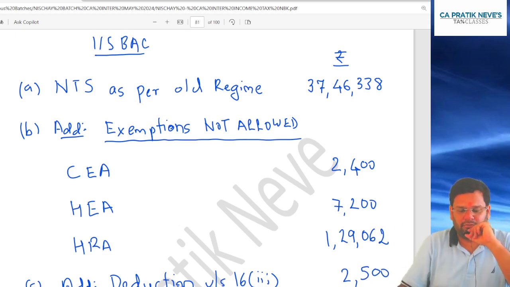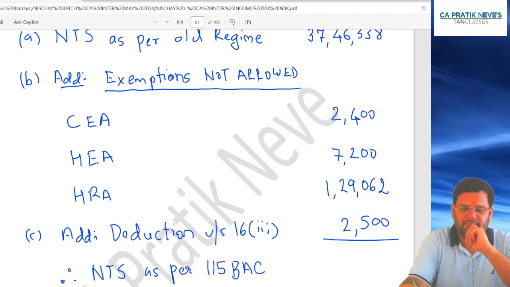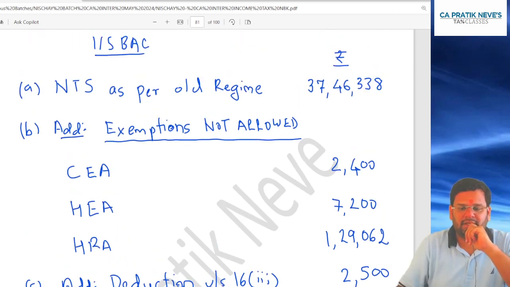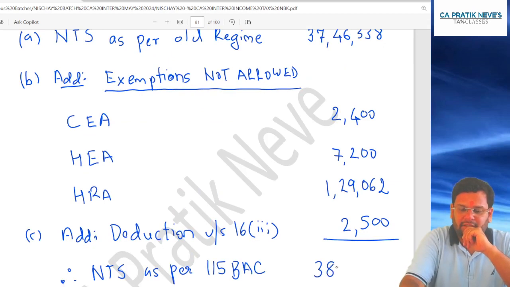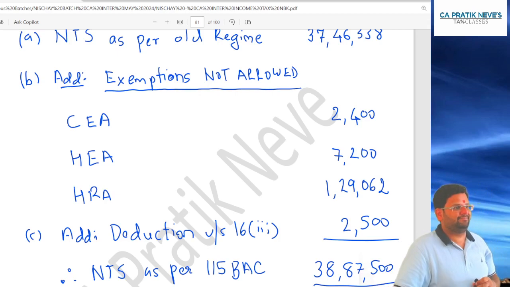Did you understand, all of you? Can you add back 2,500? And now can you tell me what is your net taxable salary as per 115BAC? Don't be shy, tell me. 38 lakhs 87,500. Sure. All of you check whether it is 38 lakh 87,500. Are you happy? Did you understand what to do?